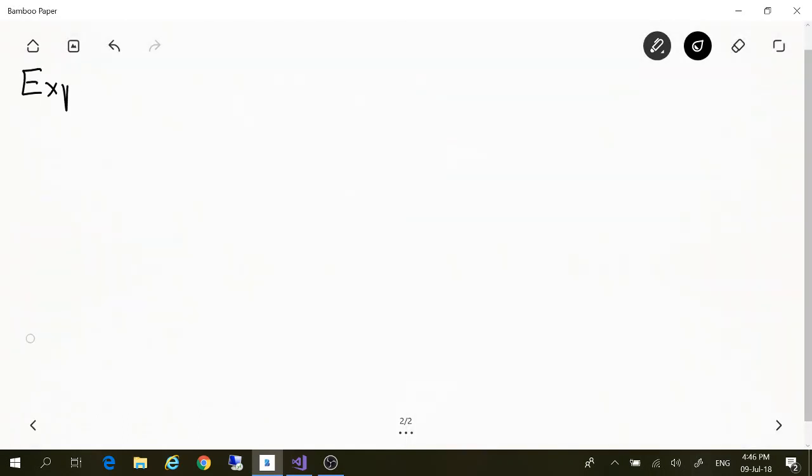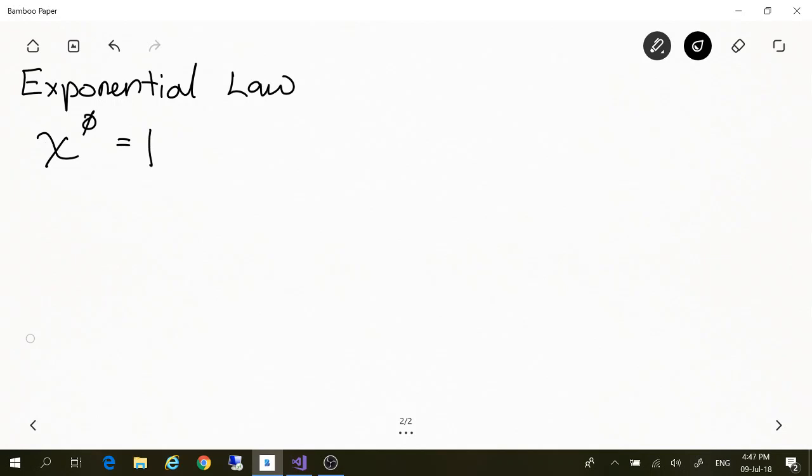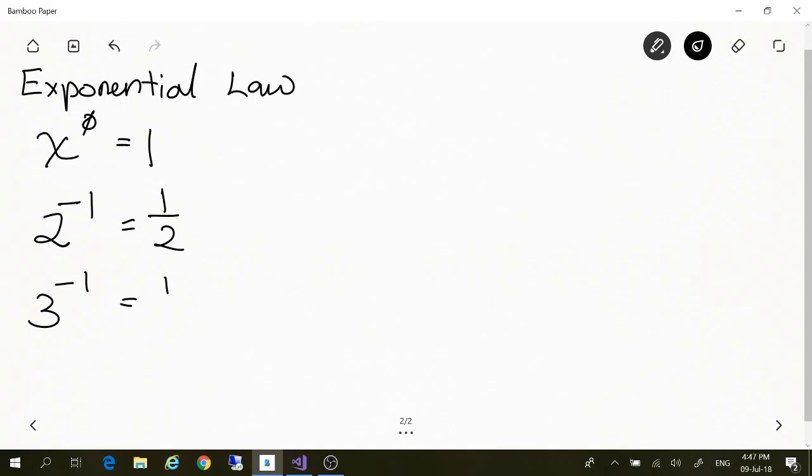We have covered that anything, any variable x, to the power of 0 is equal to 1. Next is the inverse, which means what happens if you have this x. I won't use x, I will just use a normal number: 2 to the power of minus 1 is equal to 1 over 2. 3 to the power of minus 1 is equal to 1 over 3.